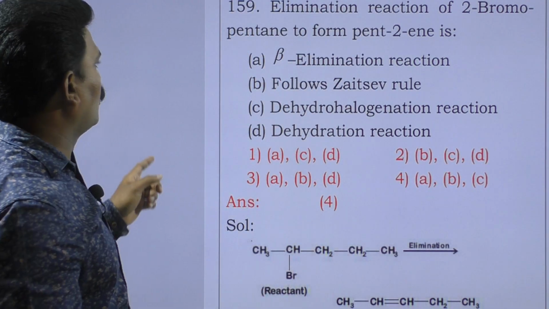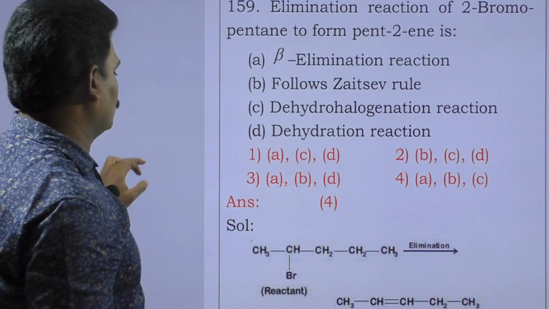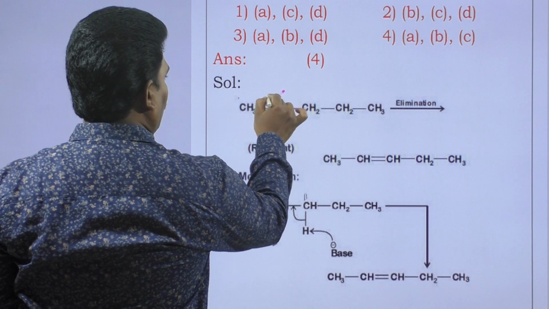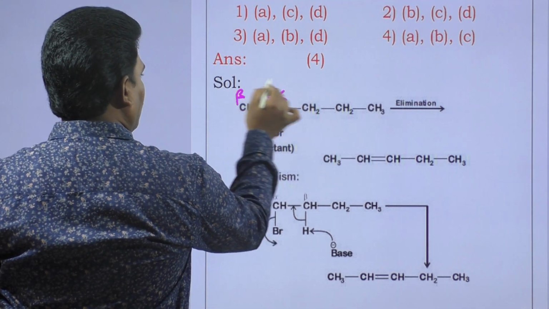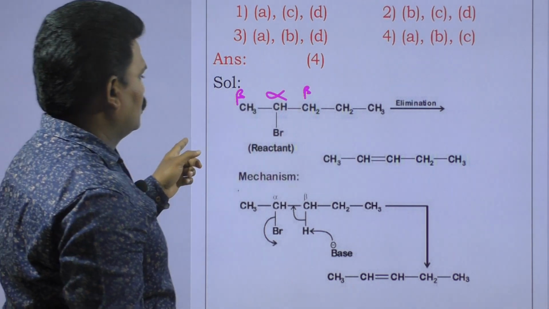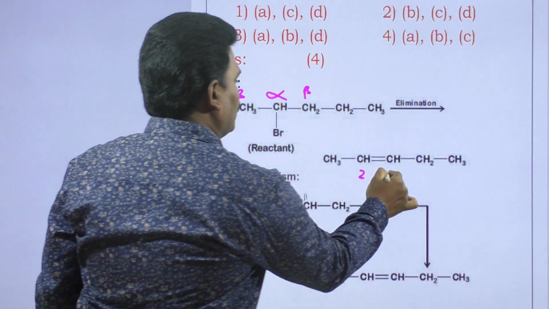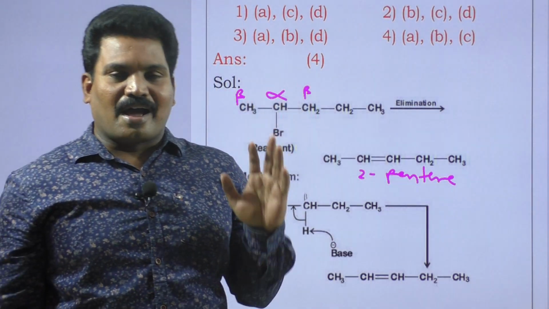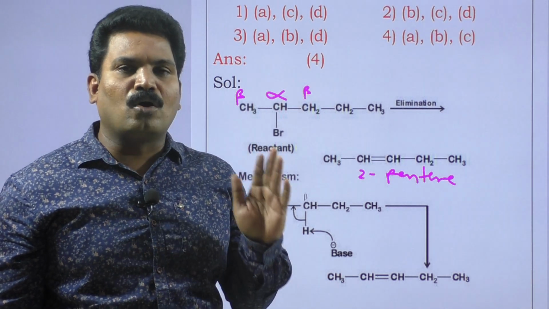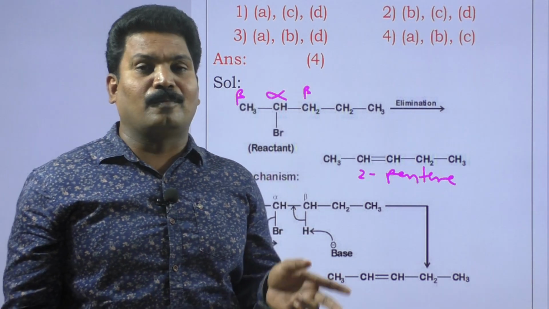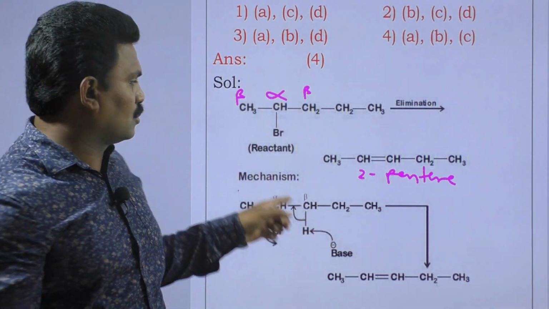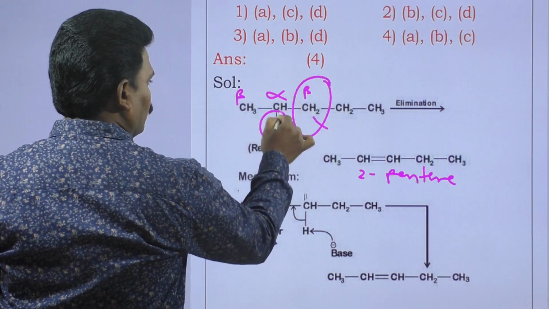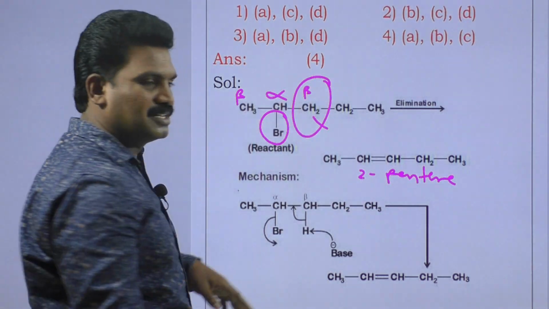Elimination reaction of 2-bromopentane to form pentene. Look here, it is the alpha carbon because of the halogen. It is also a beta carbon, and this is also a beta carbon. 2-pentene is the major product. That means it follows the Saytzeff rule. What is the Saytzeff rule? Hydrogen is eliminated from the beta carbon with fewer hydrogens. So here this beta carbon eliminates hydrogen and the halogen is also eliminated to form the double bond. That is the Saytzeff rule.